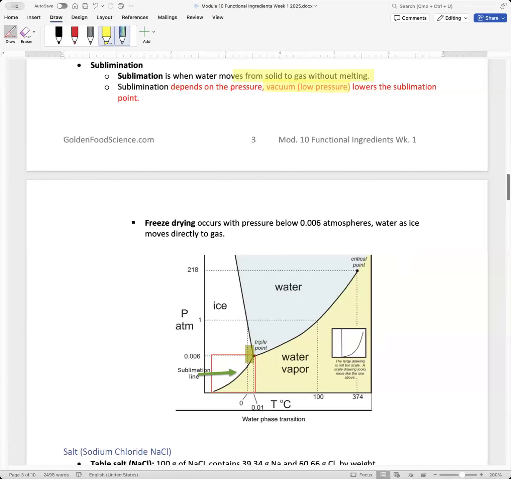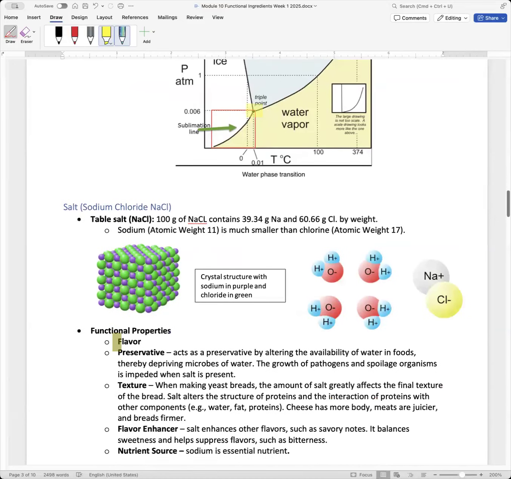So, anyway, the jazzy word for that is sublimation. You can impress people with your vocabulary.